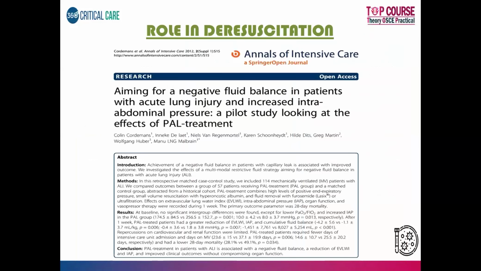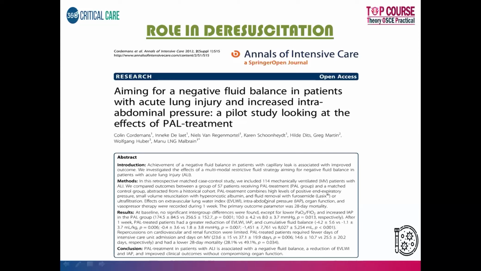Now, what is the role in de-resuscitation? Okay, so something known as PAL treatment. This was published in 2012, where placebo with PAL treatment they have done. So what is this PAL treatment?